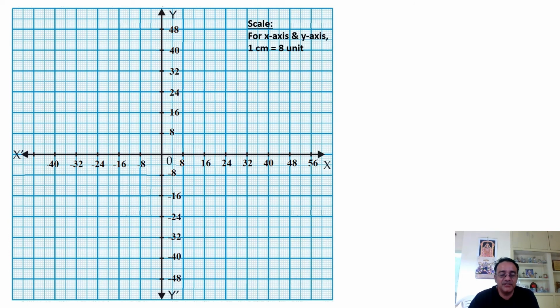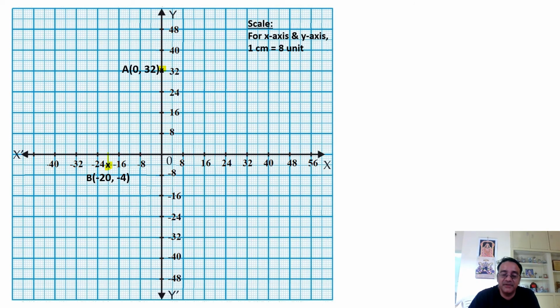Okay, so first point was 0, 32. So 0, 32 means x coordinate is 0, that means it belongs to y axis. So on the y axis, where will it be? It will be at 32. Okay, so this is the 32. Now the next point is minus 20, minus 4. So minus 20 means in between minus 16 and minus 24. Minus 4 means in between 0 and minus 8. So where I am highlighting, this is the point, minus 20, minus 4.